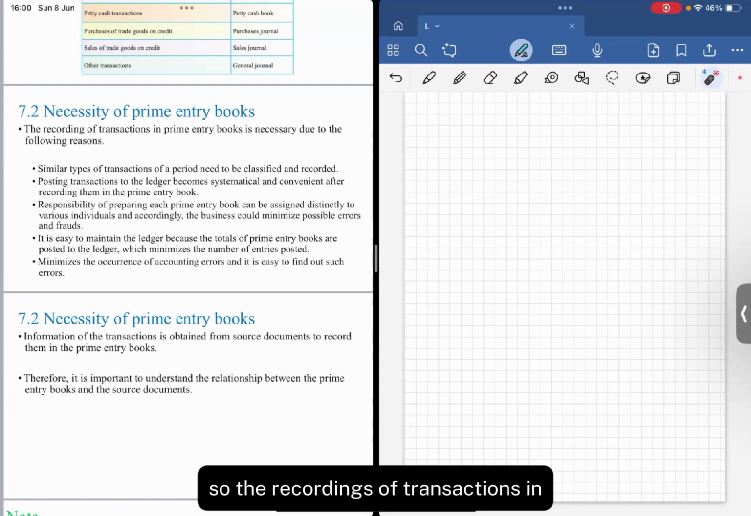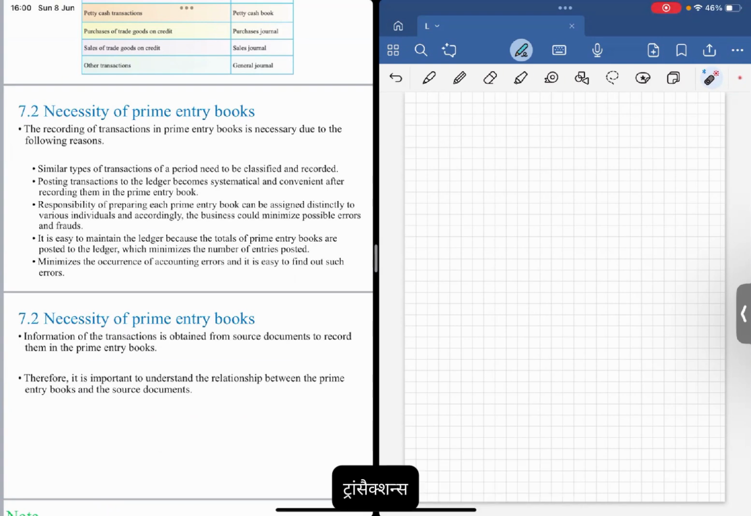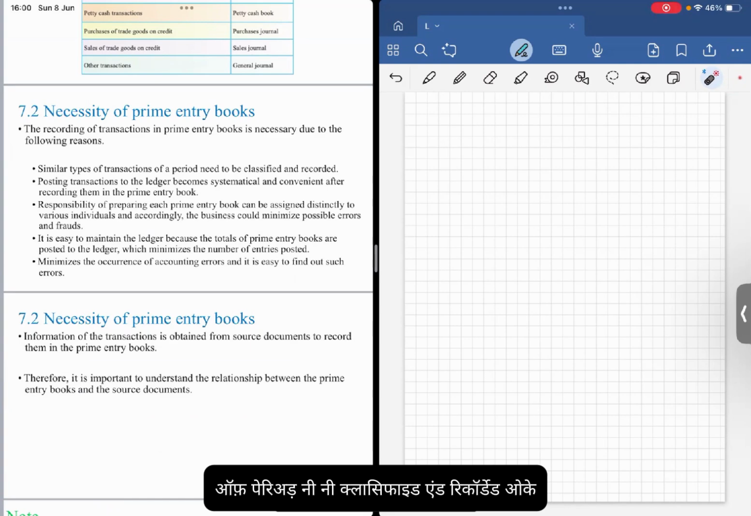So the recording of transactions in prime entry books is necessary due to the following reasons. ඇයි මේ prime entry books වල මේ දේවල් record කරන්න ඕන කියන එක තමයි අපි දැන් ඉගෙන ගන්න හදන්නේ. Okay, similar types of transactions of a period need to be classified and recorded.